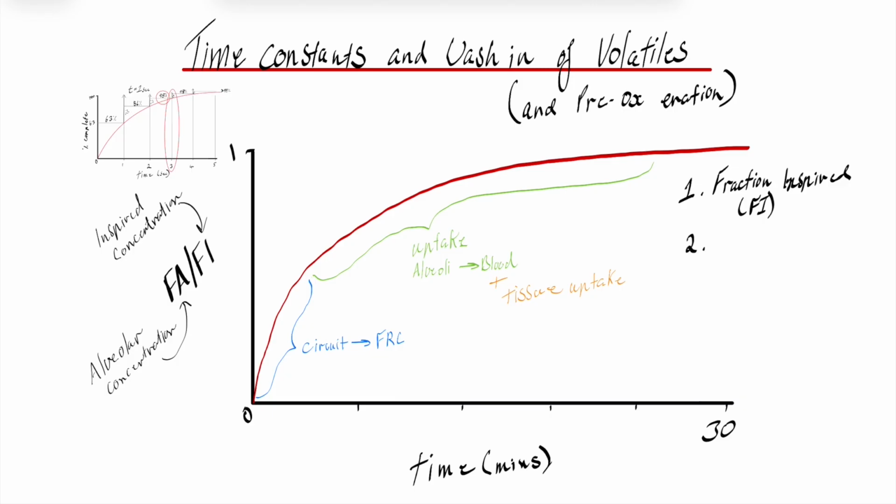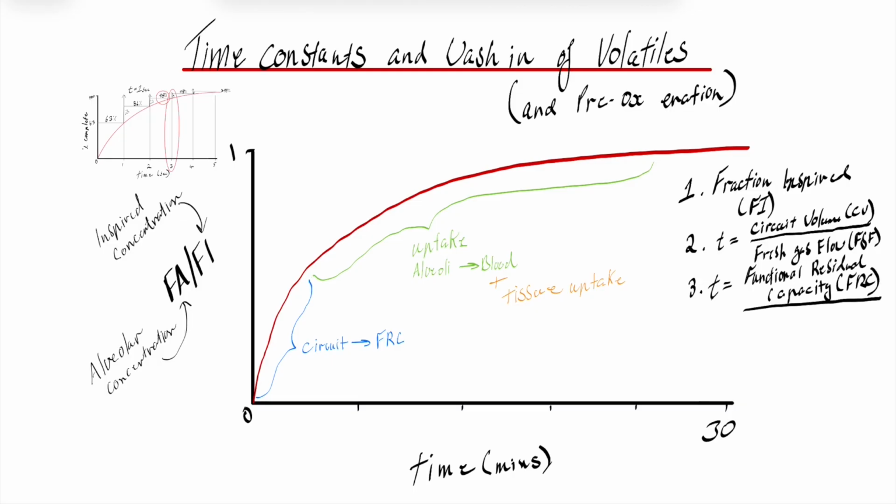The second step is the time constant for filling of the circuit volume. So this is circuit volume divided by fresh gas flow. The third step is filling of the functional residual capacity. So this is functional residual capacity divided by minute ventilation.